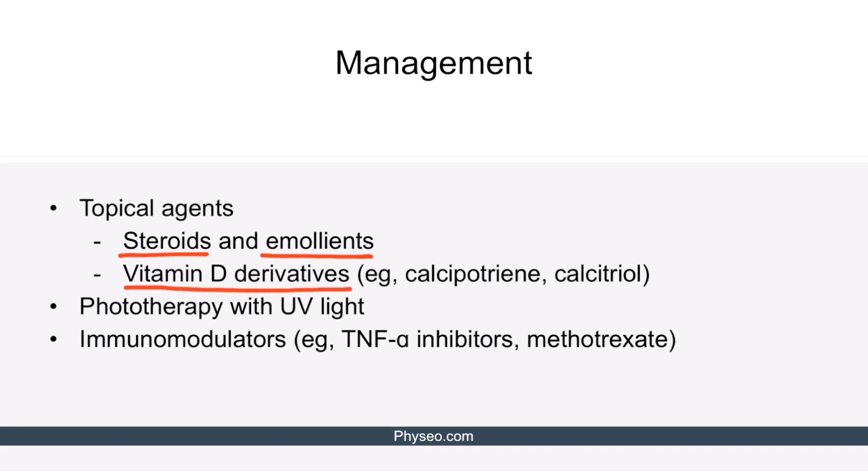Topical vitamin D derivatives, such as calcipotriene and calcitriol, can also be effective. Phototherapy with UV light has been used with some success in moderate to severe cases. The most severe cases of the disease may necessitate immunomodulators. These include things like etanercept, which is a TNF-alpha inhibitor, and methotrexate.